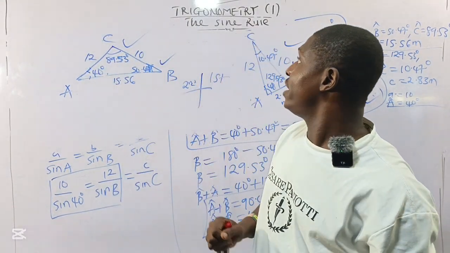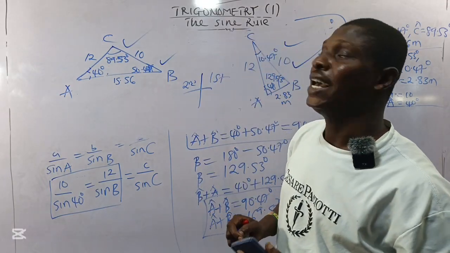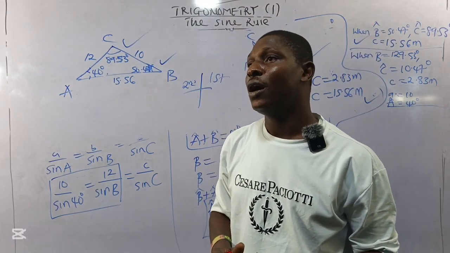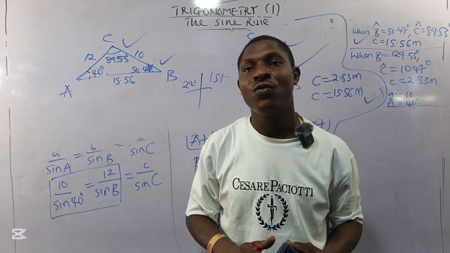So I think we are going to end here in our sine rule, and if we meet again, we'll be treating cosine rule, and after which we'll be treating bearing and distance.